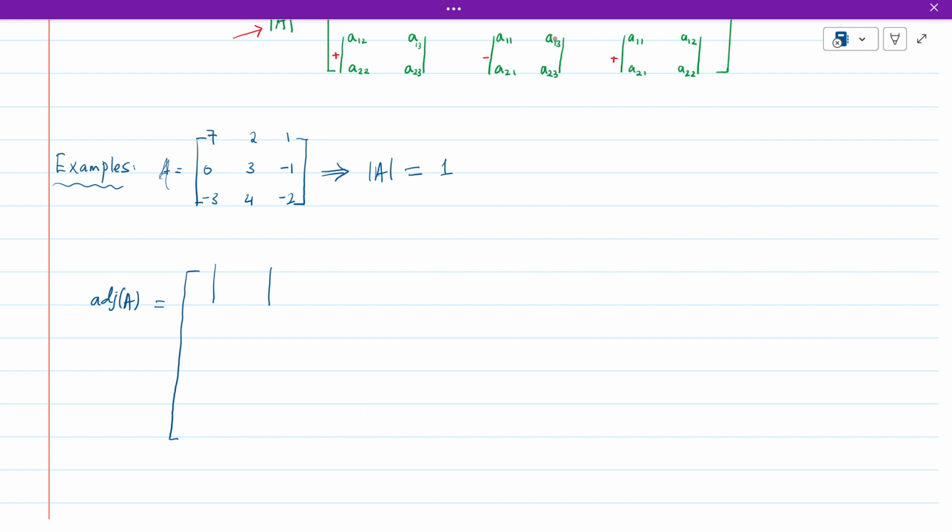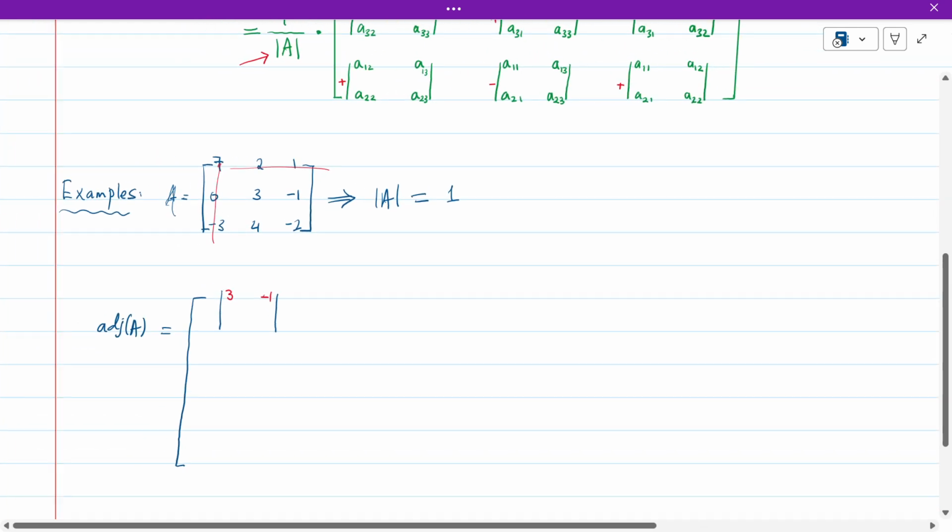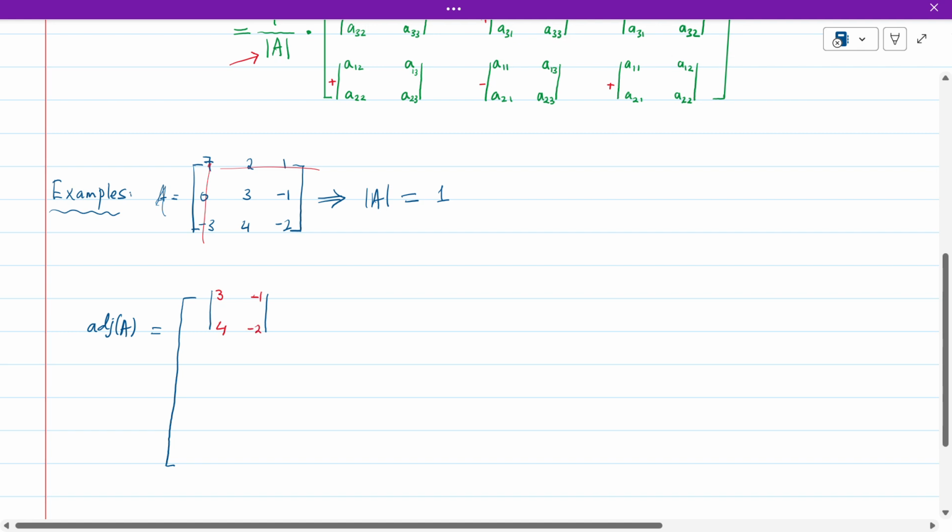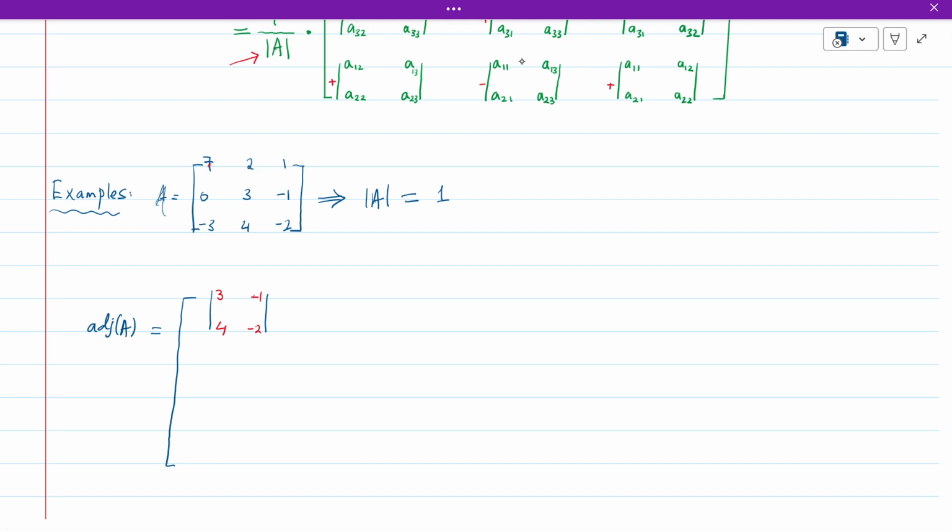Now this element 7, you remove the row and the column and you write the determinant of the remaining numbers. 3, -1, 4, -2. And the same thing for the other numbers. For here, determinant of, you remove the row and the column of the number and you write the determinant of the remaining numbers. So 0, -1, -3, -2. Okay, and you continue like that. So for the third element, determinant of, you remove the row and the column of the number. So what is left is 0, 3, -3, and 4.